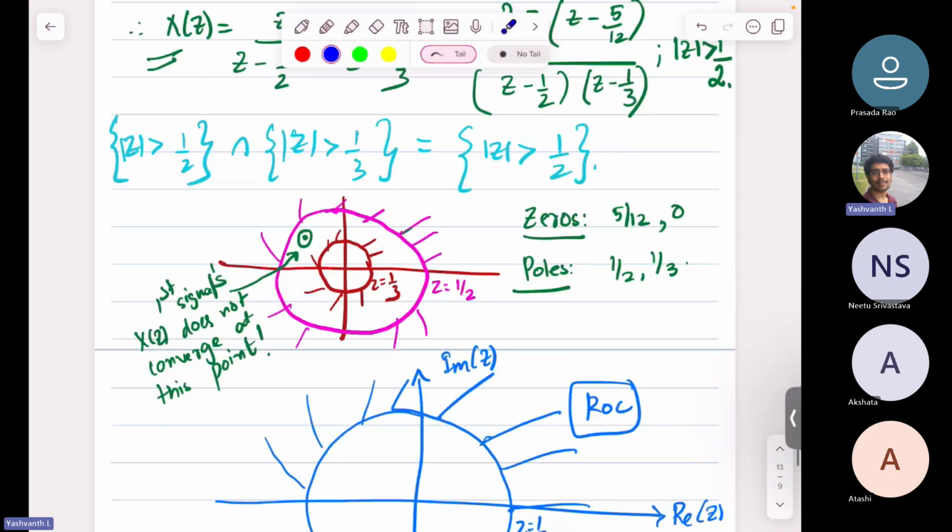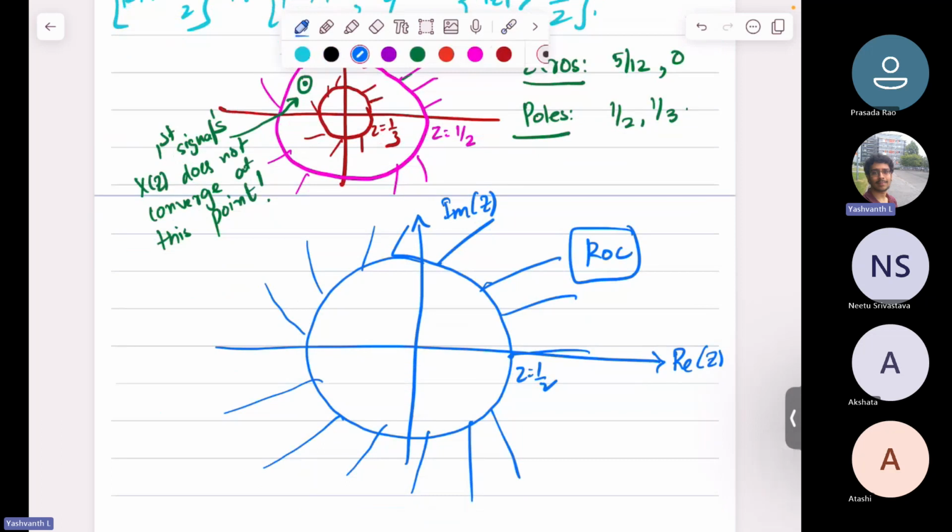Here zeros are 5 by 12 and 0. For 0, generally we make a circle. This is at 0, and 5 by 12 is somewhere here, just less than half, because 6 by 12 is half. But your poles are 1 by 2 and 1 by 3. For poles, we make a circle and then put a cross to say that it is a pole. Maybe here, cross, this is 1 by 3 and 1 by 2. This is a pole zero plot along with the ROC.